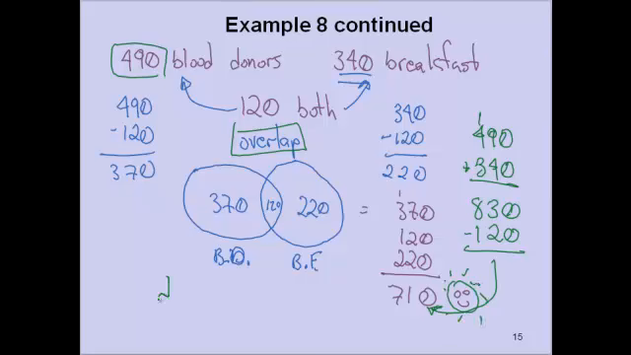So you can draw a picture like we did here, just being very careful about where each thing goes. Or you can just use the formula of adding up sets A and B and subtracting off the intersection that's in both, and you'll get the same number either way.